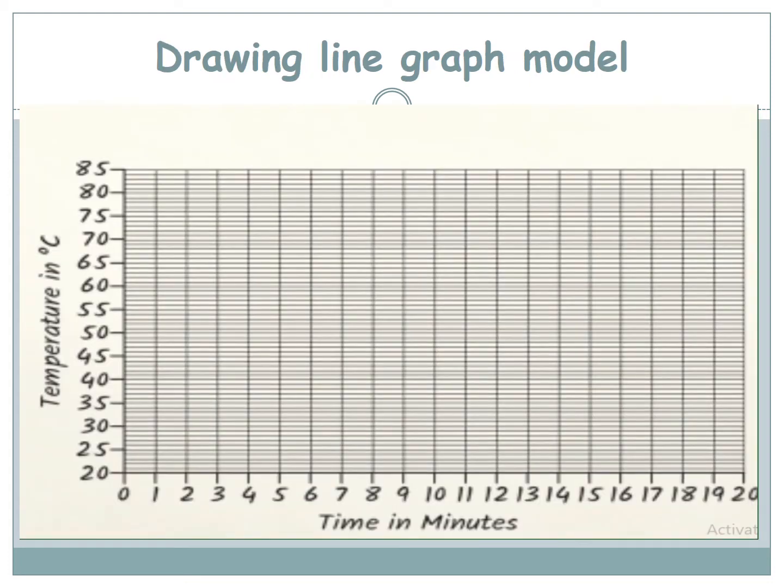So now we need to plot our data onto our line graph. I have already drawn this out for us because otherwise it will just take too long on this screen. As you can see, I have labelled the x-axis time in minutes, so that is 0 to 20. And then on the y-axis, we have got the temperature in degrees Celsius. So that's what we're measuring.